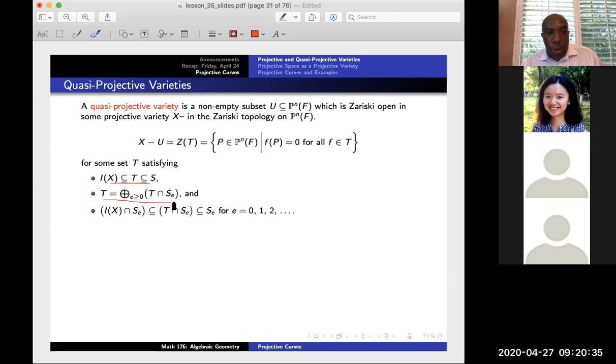It should be a homogeneous set. And then we just want to make sure that really the homogeneous elements in the prime ideal sit inside of the homogeneous elements for our set T, just so that everything matches up in a very nice way. So again, these last two statements say something about the homogeneous elements inside of T.